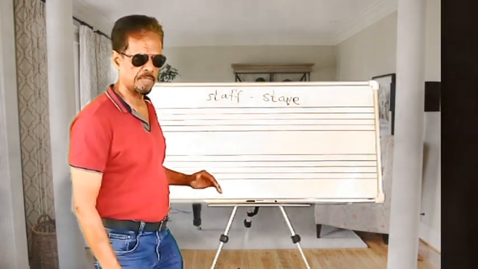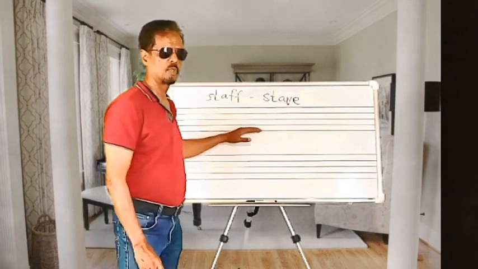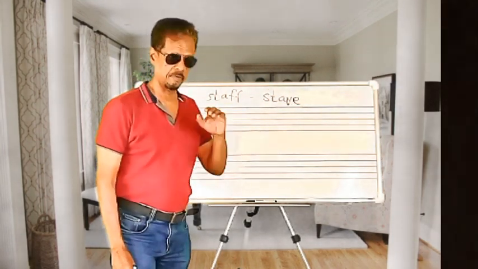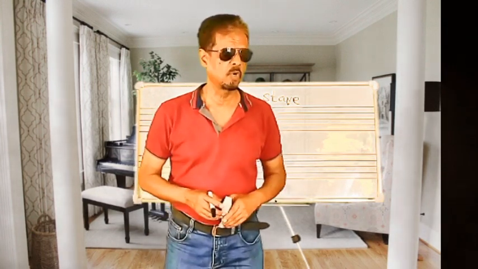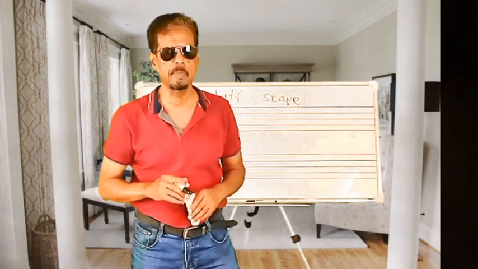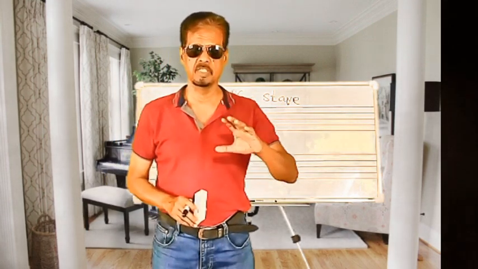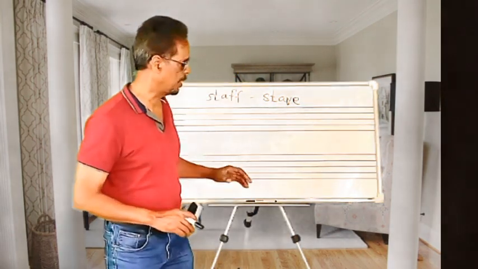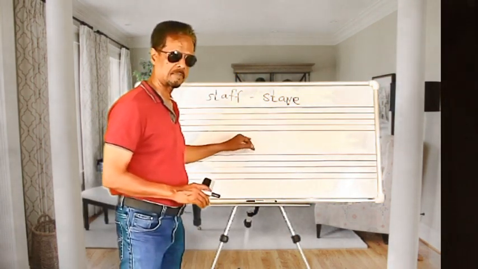The lines are reckoned from the bottom to the top, meaning that the first line is the bottom line. It's not like when you are reading a book or writing on paper where the first line is the top line, then comes the second line. But in music, it's completely the opposite. The first line is the bottom line.